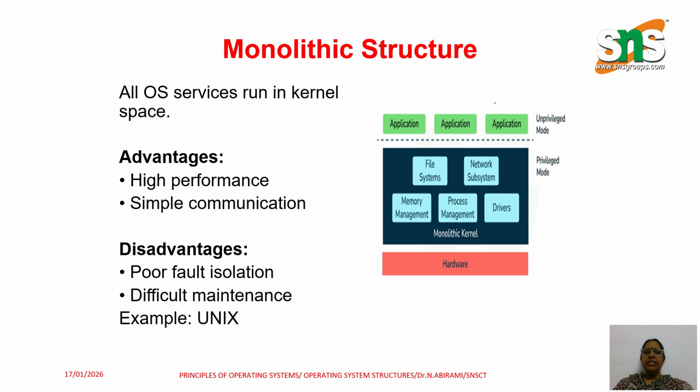All the main services like process management, memory management, file system, and device drivers are part of the kernel and they communicate directly with each other. This design makes the system fast and efficient, but if one part fails, it can affect the whole system. It is also harder to maintain and debug. One example that we can quote here is the Unix and Linux operating systems, which are commonly used.